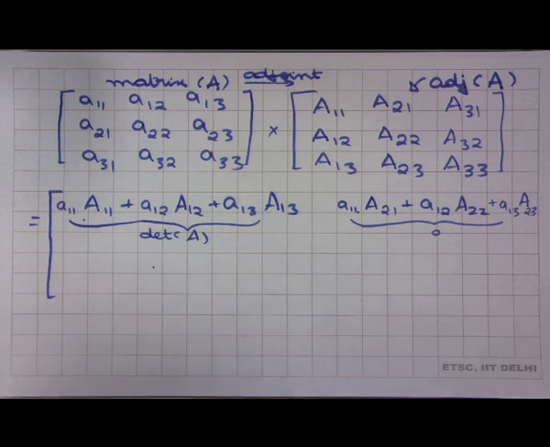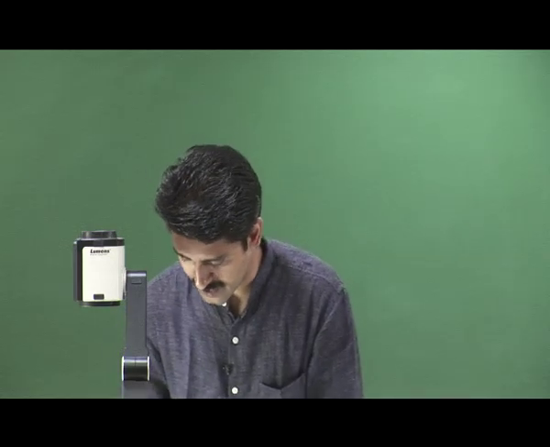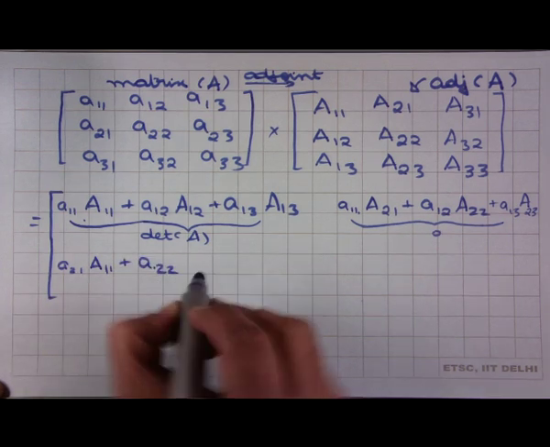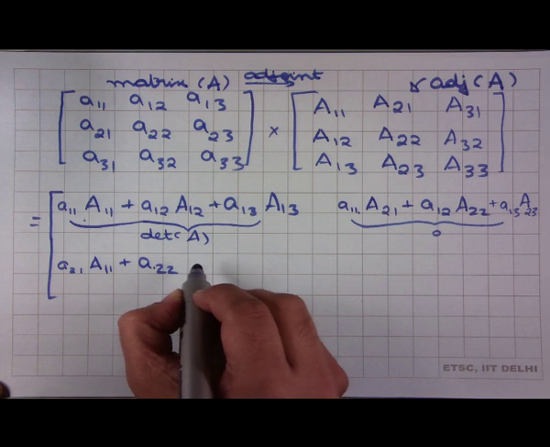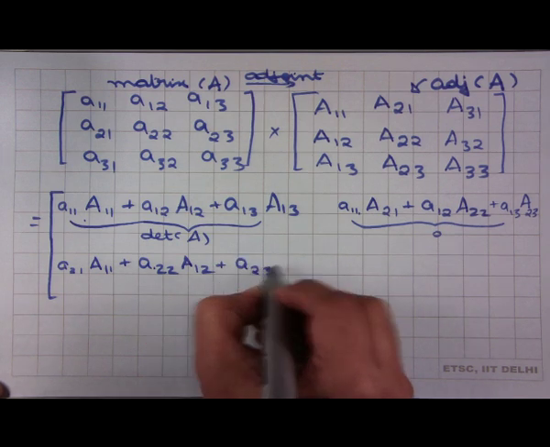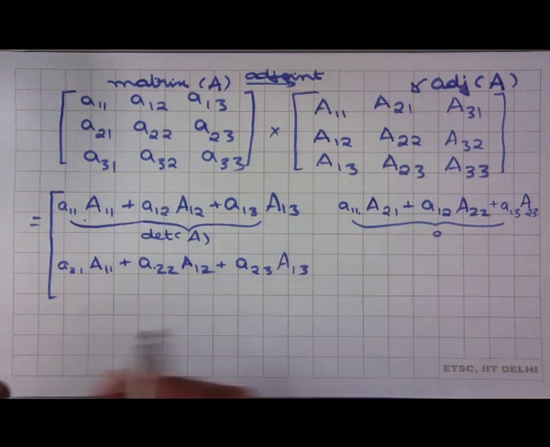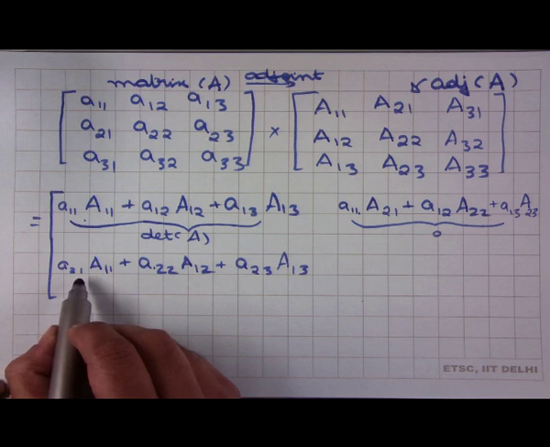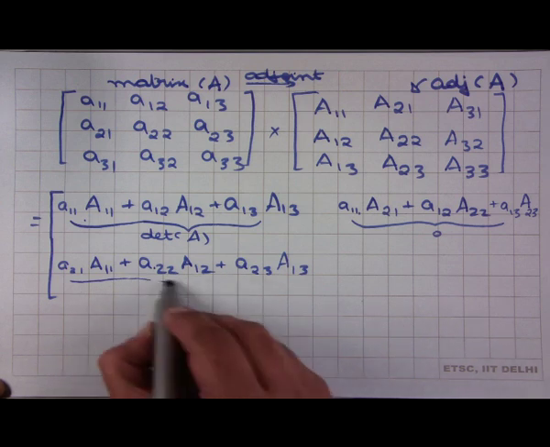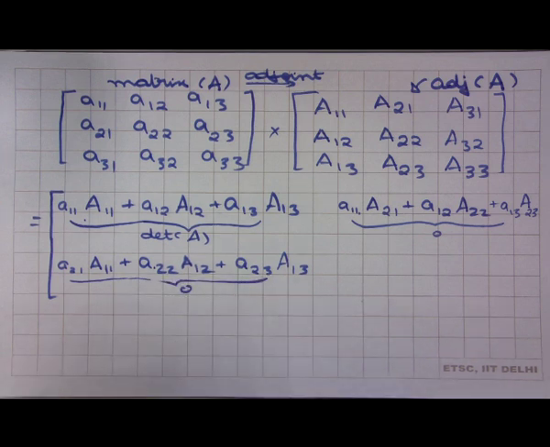What is that going to be? That is going to be the second row multiplied by the first column of the adjoint. So, this will be A21 A11 plus A22 A12 plus A23 A13. If we look at this term, this is the sum of product of elements of the second row with the cofactors of the first row. So, this will also, as per the property, evaluate to 0, right.